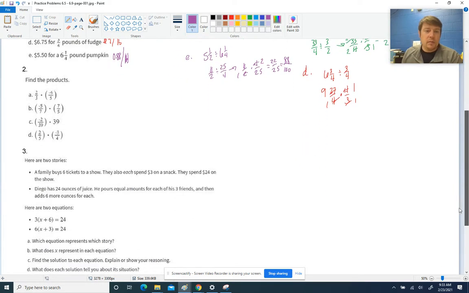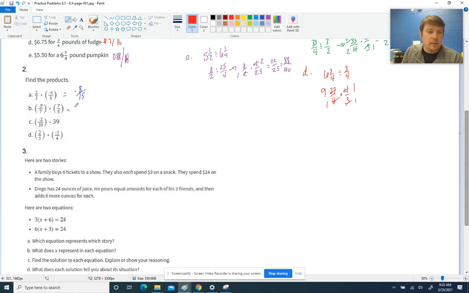Finding the products on number 2. So a lot of this is a recap of things we've done in the past to kind of get you started on your homework. Multiplication of fractions: a positive times a negative is negative. And 2 times 4 is 8. And 3 times 5 is 15. No common factors there, so that's pretty simple.